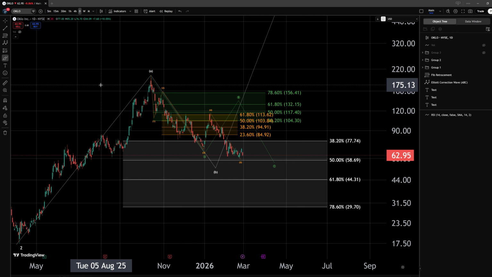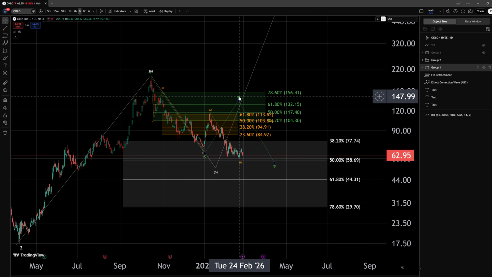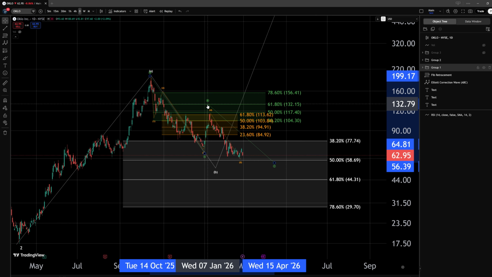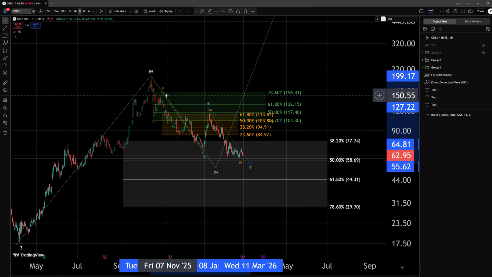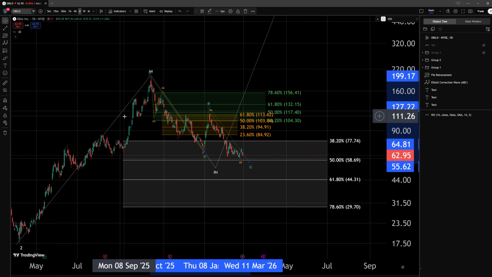Now, to be clear, this is not necessary. It is technically possible for this to have been the wave B top and to form a rather shorter wave C within this area, but I am cautious. I would still require evidence, especially since this is no longer a highly reliable structure.